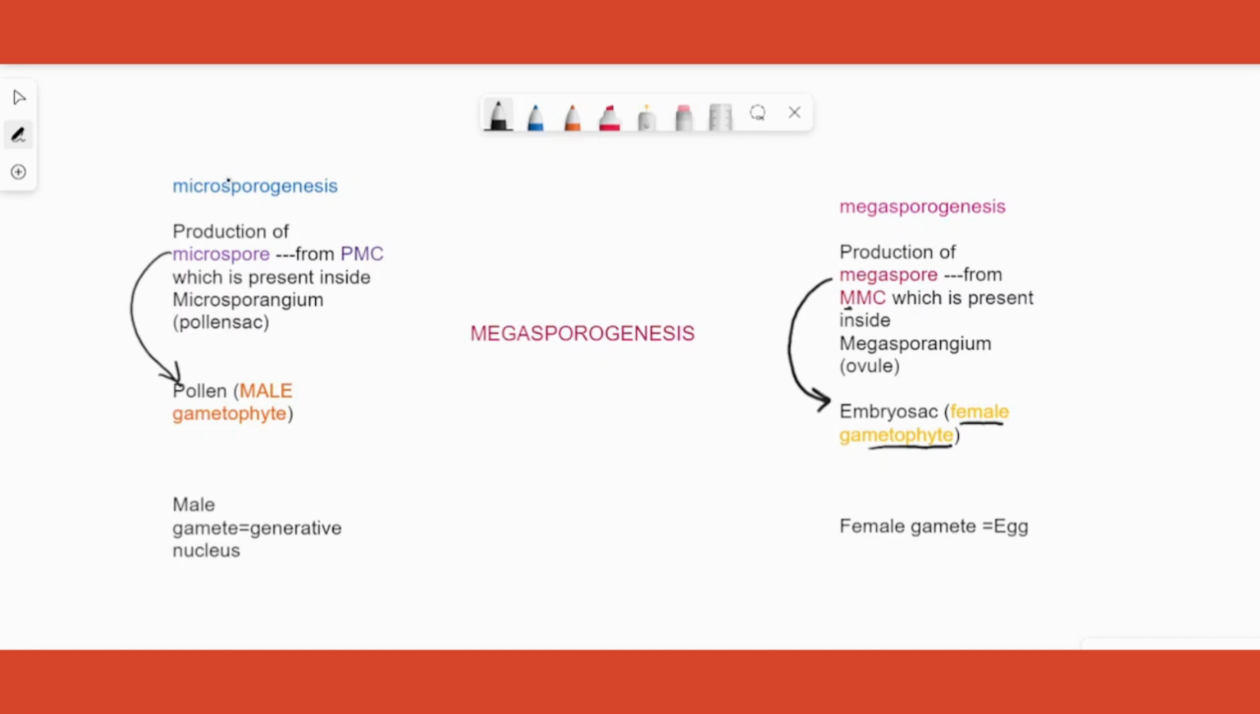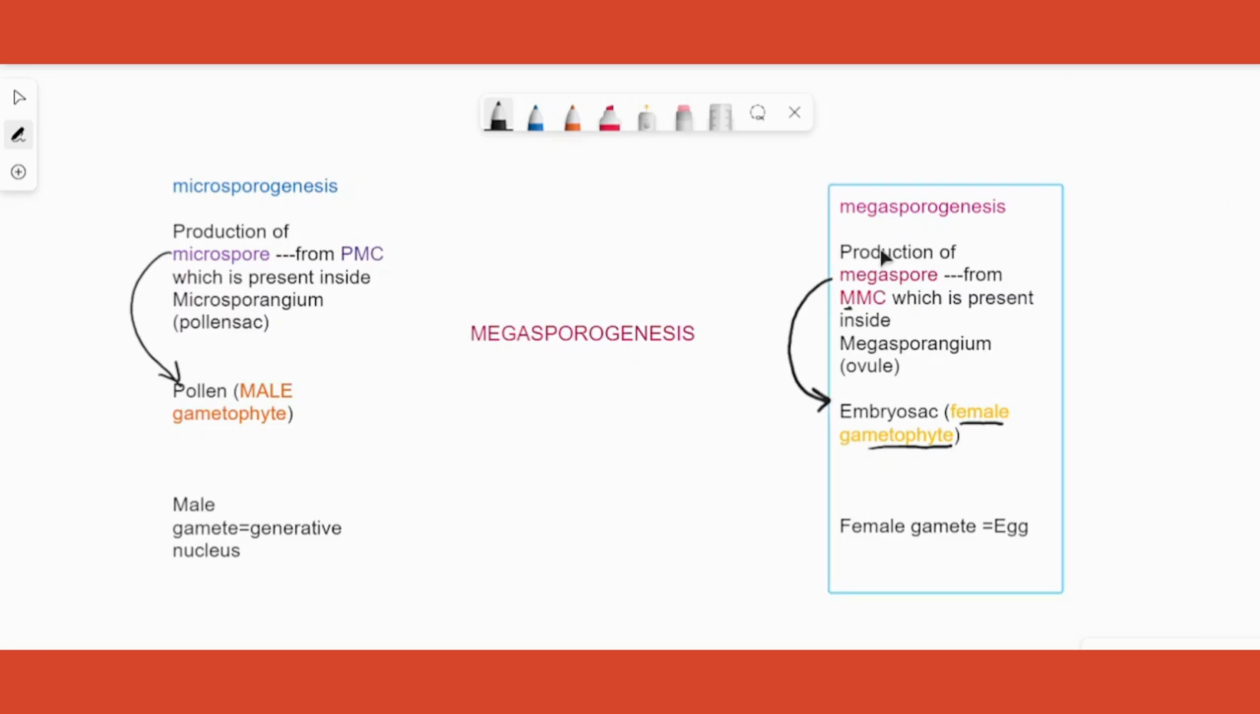So microsporogenesis is the production of a microspore, which is happening inside the microsporangium from PMC cells, or pollen mother cells. And this microspore is what becomes the pollen grain. Inside the pollen grain will be the male gamete. Therefore, we call the pollen grain the male gametophyte. I hope that is clear. If not, go back please and watch the previous video.